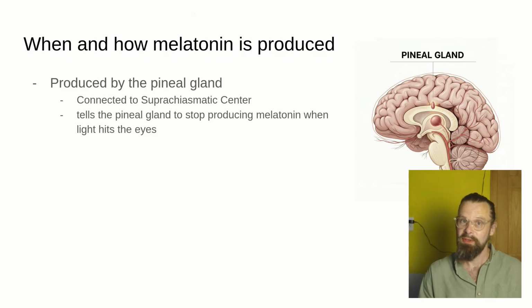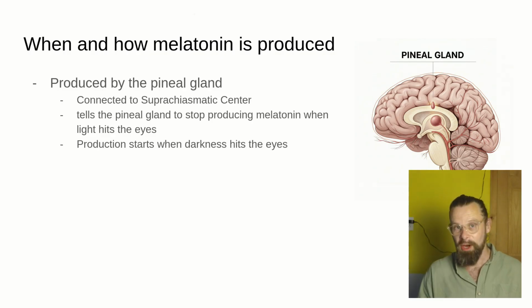Now what you need to understand as well is that melatonin is produced based on light intake. So if there is a lot of light, the production of melatonin is really low. Production of melatonin really starts when it gets dark. When it gets dark, it slowly builds up until there's a threshold before sleep, and that will cause you to sleep really well.